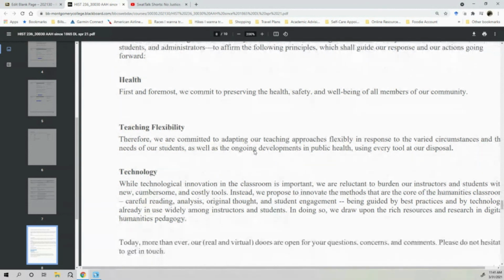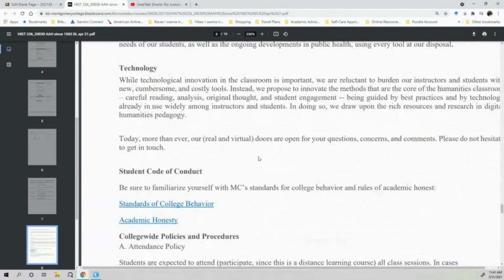Technology: while technological innovation in the classroom is important, we're reluctant to burden instructors and students with new, cumbersome, costly tools. So I'm doing my best to use technology to tell you what's expected of you so that you can give me what's expected of you.